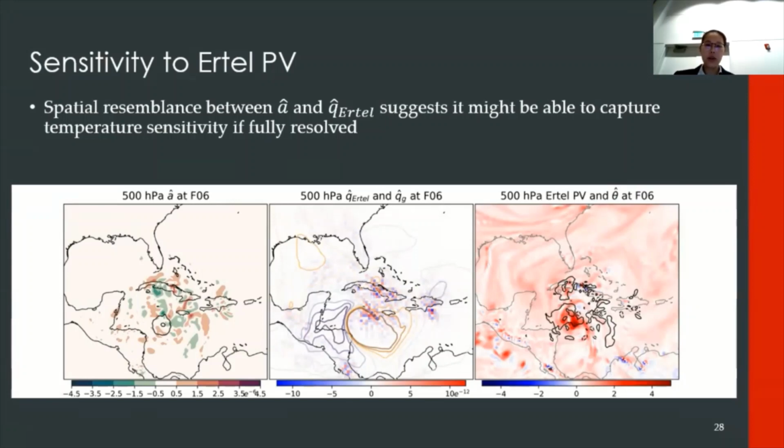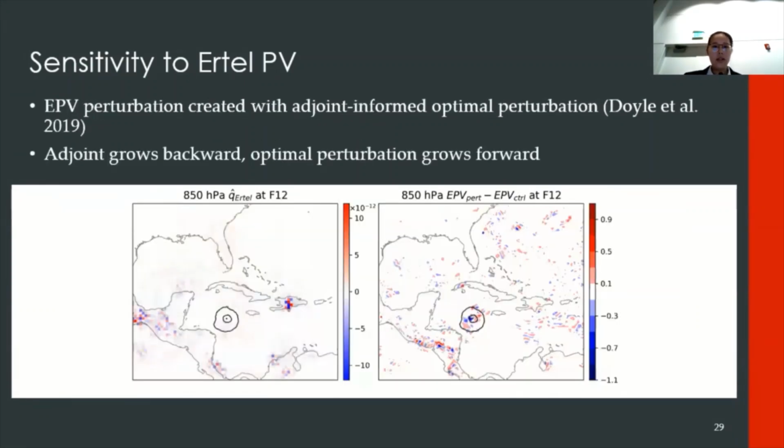You may have stratiform precipitation to increase your latent heating release to increase Ertel PV at this time step. And Doyle et al. 2019 tried to investigate sensitivity to Ertel PV by adding an adjoint-informed optimal perturbation, and compare the Ertel PV output from the perturbed run to the control run. And we see at lower level, there isn't much agreement.